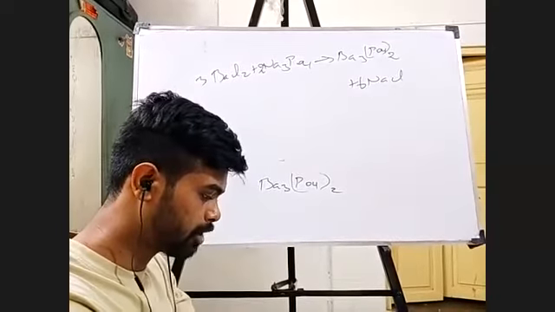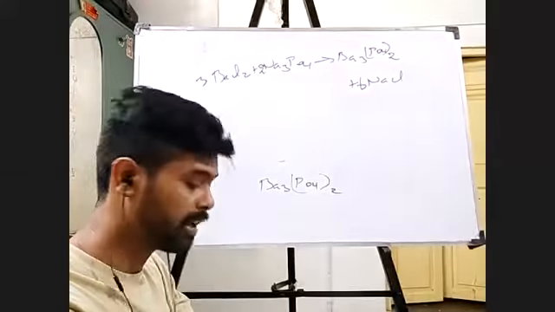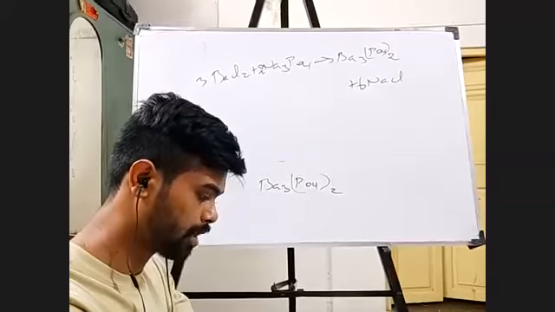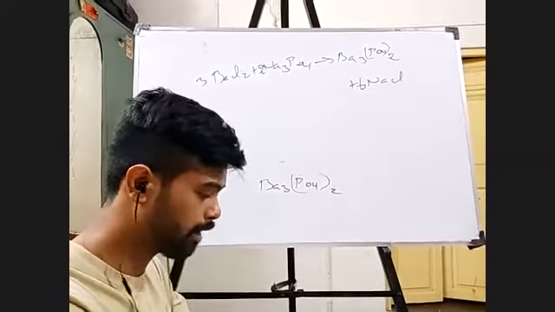So they're telling 0.5 moles of BaCl2 and 0.2 moles of Na3PO4. They're asking you what is the number of moles of Ba3(PO4)2 getting formed.